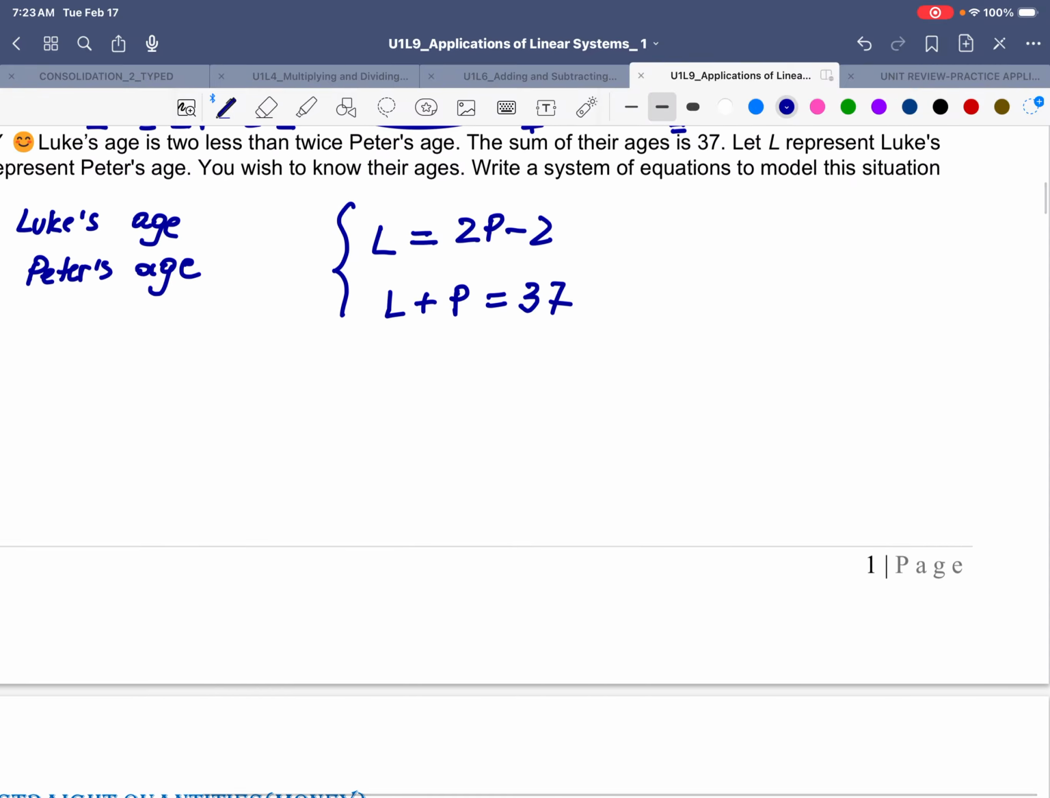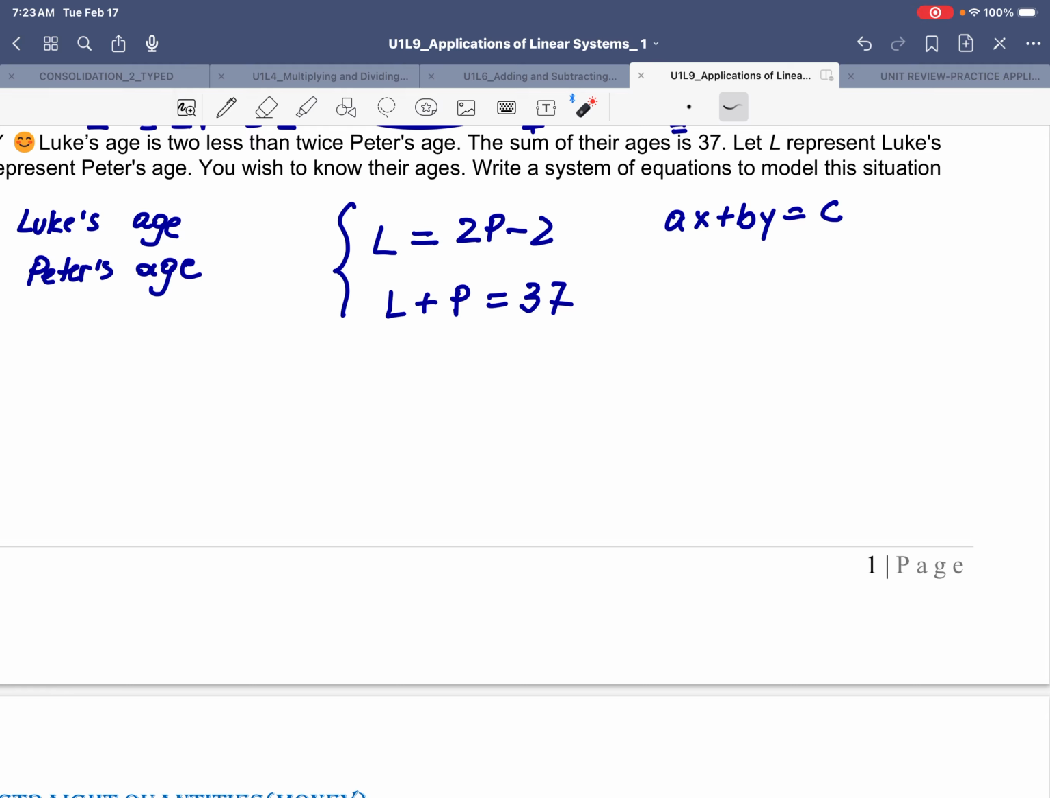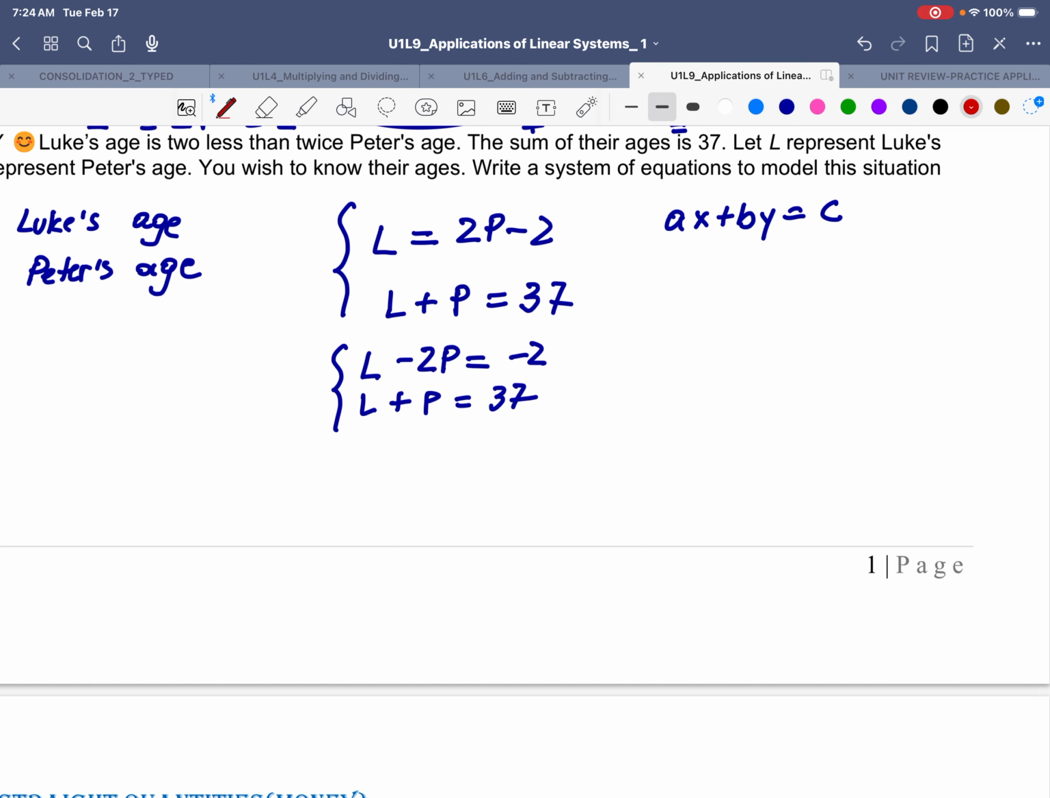Now, whenever we solve systems of equations, we want to write them in the form ax plus by equals c, a constant, so no variables. If you want to solve this system by elimination, then we're going to take 2P to the left side: L minus 2P equals negative 2, and L plus P equals 37. I would choose to eliminate the variable L because they have the same coefficient, but because their signs are the same, this time we are subtracting.